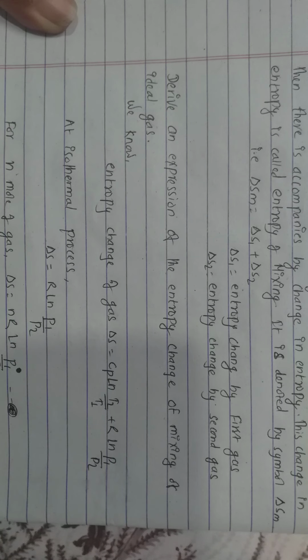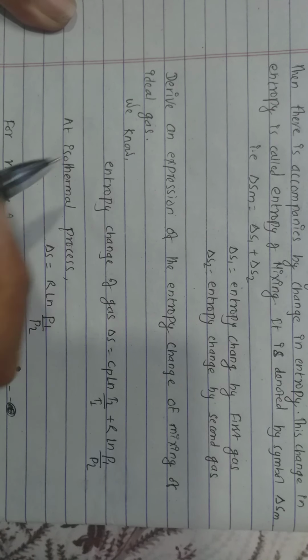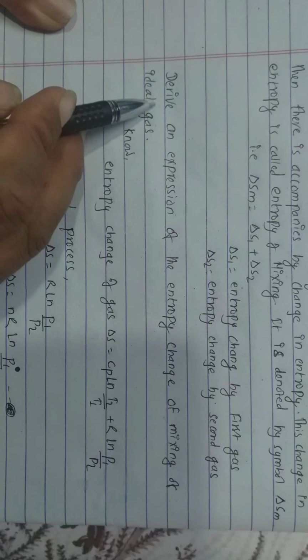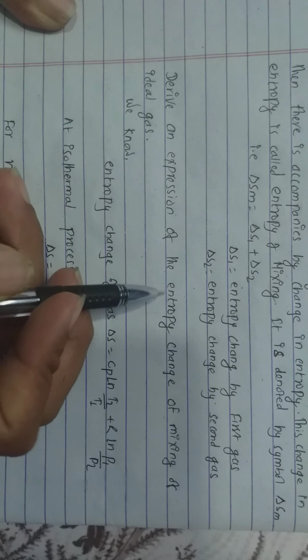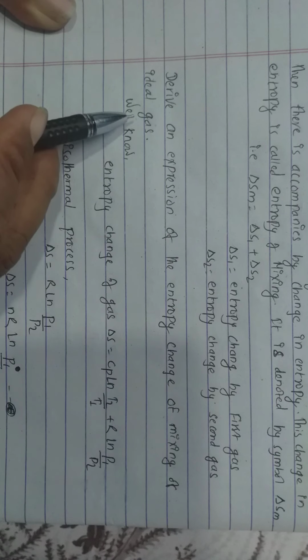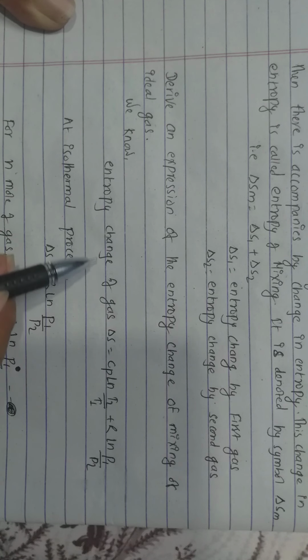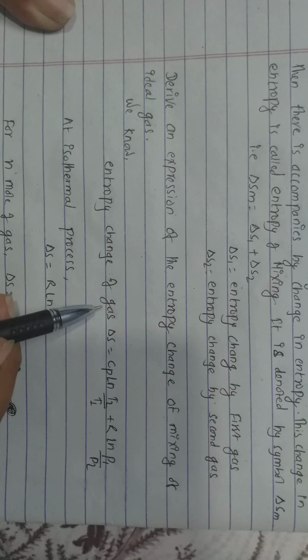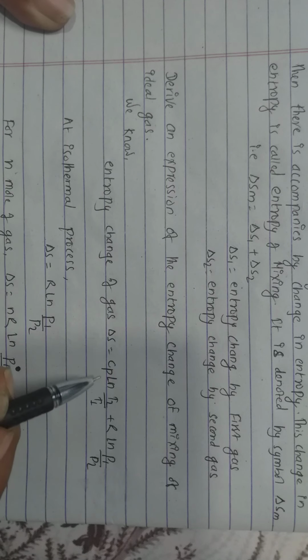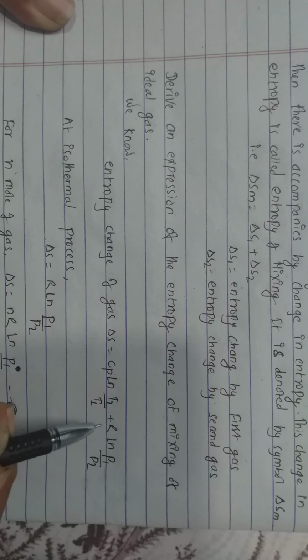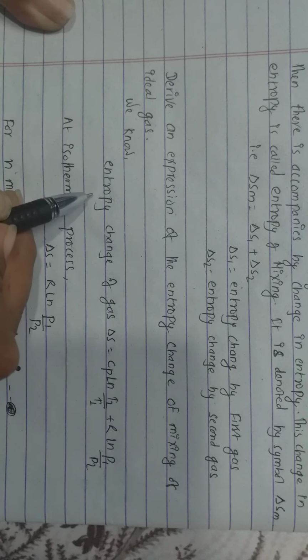Now we'll derive the expression. The question may ask: derive an expression for the entropy change of mixing of ideal gases. We know the entropy change of a gas, del S, is equal to Cp ln T2 by T1 minus R ln P2 by P1. This we have already derived in our previous lecture on the entropy change of a gas.